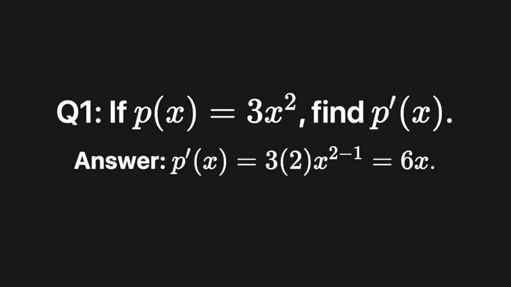If p of x is equal to 3 times x squared, what is p prime of x? We bring the 2 down and multiply it by the 3 to get 6. We subtract 1 from the exponent 2 to get x raised to the 1. The result is p prime of x equals 6 times x.